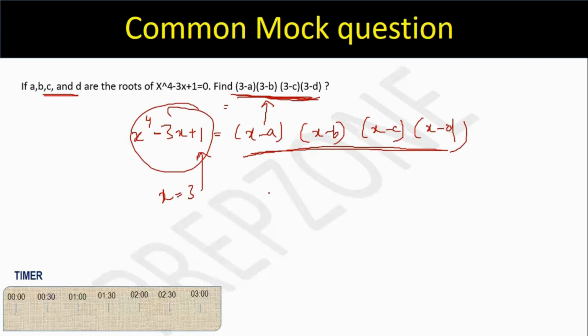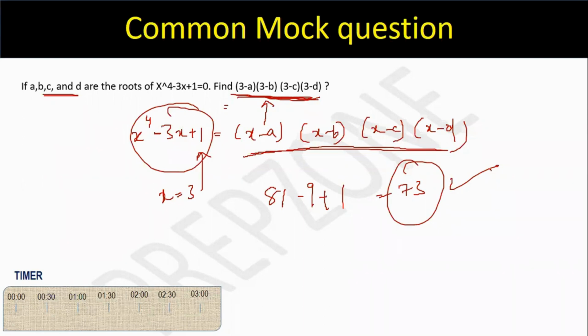What do you get? 3 to the power 4, 81, minus 3 into 3, 9, plus 1. So isn't the value directly equal to 73? Yes sir. Yes. That was quite simple. Others, did you understand this? It is a quite different method, I know, but see, it's too easy, right?